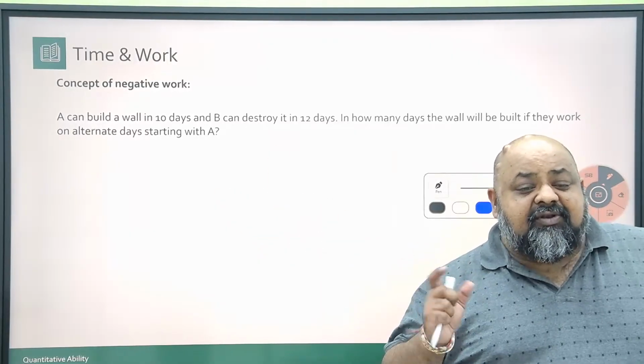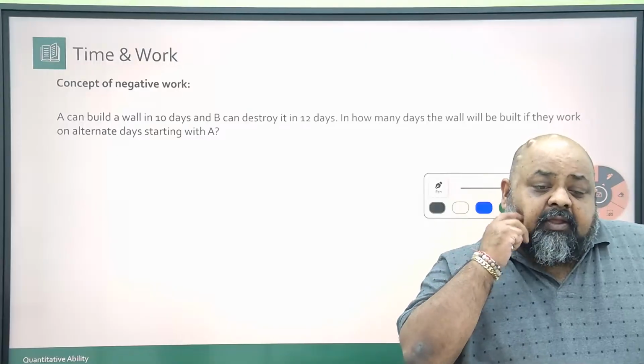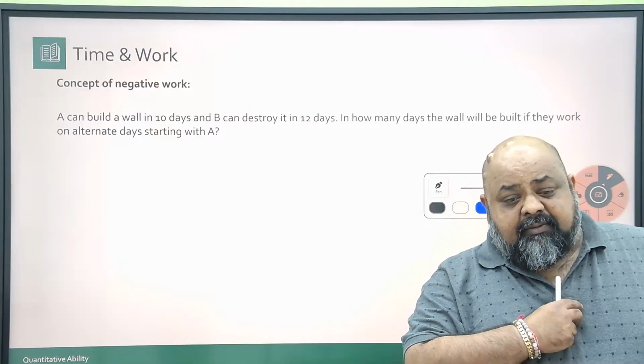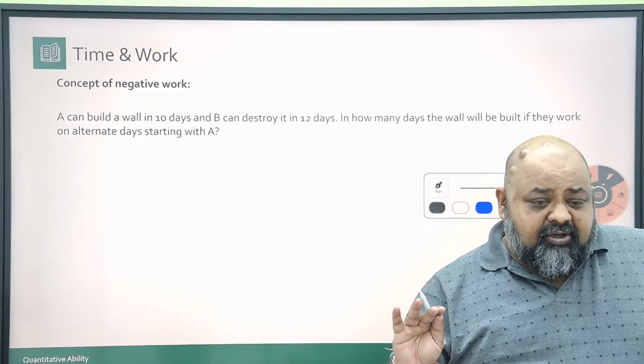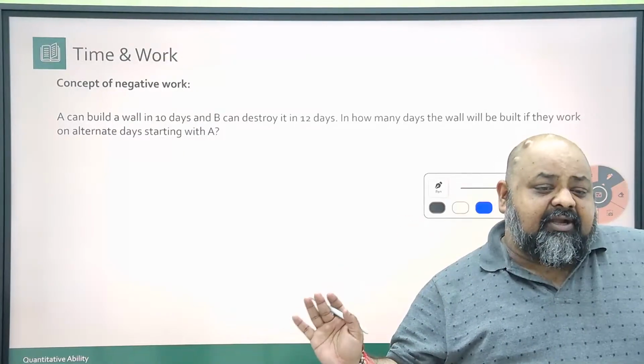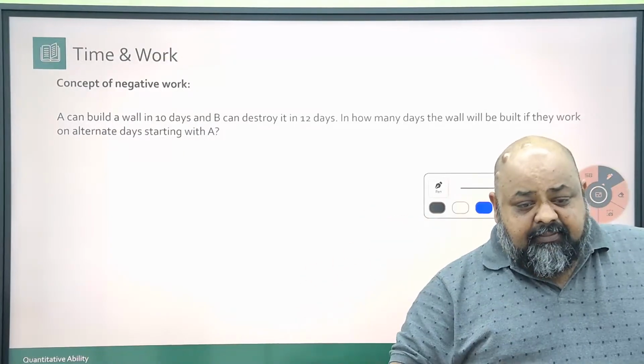So here the process will not be completed. मतलब जो 2-day cycle है, that will not complete. On the last day only A will come, do his part of the work, finish the wall, and that will be the end of it. B will not get a chance to come back.